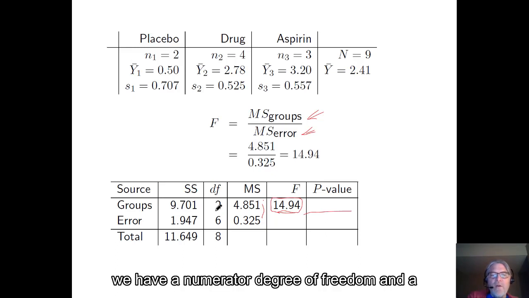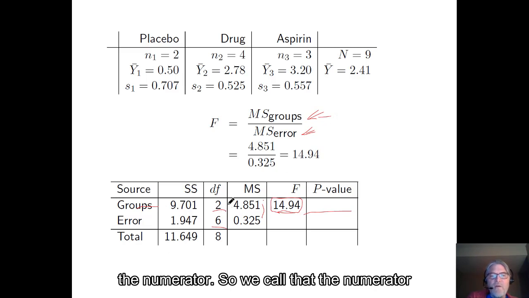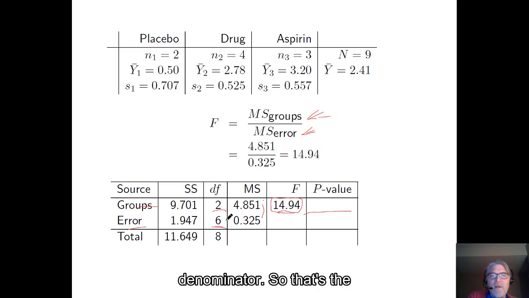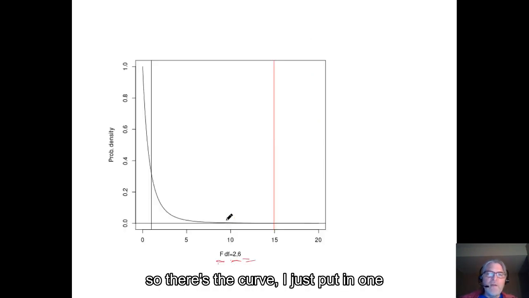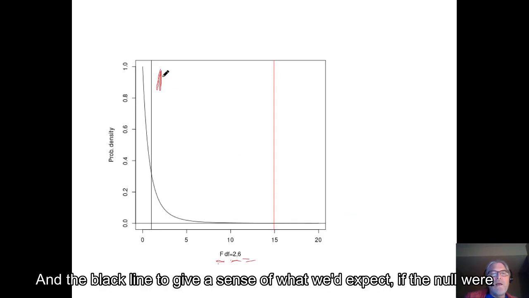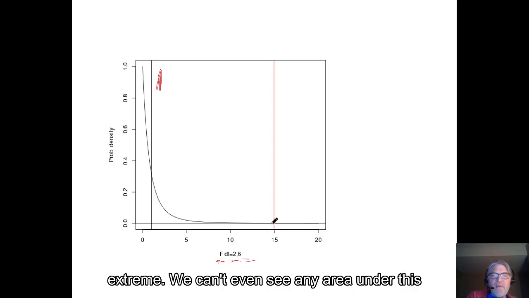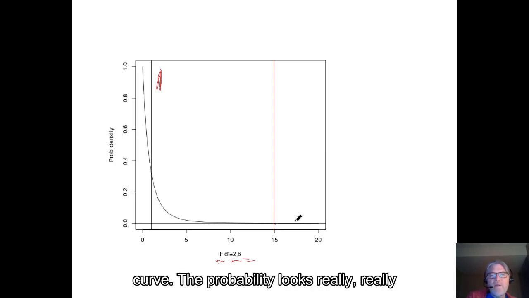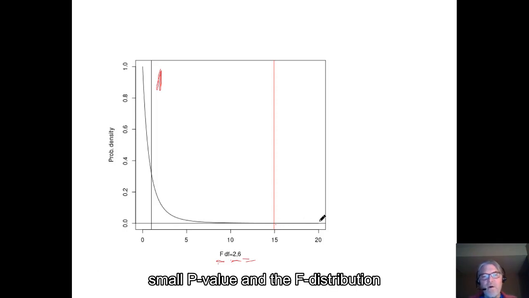So we have a numerator degree of freedom and a denominator degree of freedom. The groups is in the numerator, so we call that the numerator degree of freedom. The error term is in the denominator, so that's the denominator degree of freedom. Okay, so there's the curve. I just put in 1 here as a black line to give a sense of what we'd expect if the null were true. And we see our value here is really extreme; we can't even see any area under this curve. The probability looks really, really tiny here, so we're probably going to get a very small p-value.